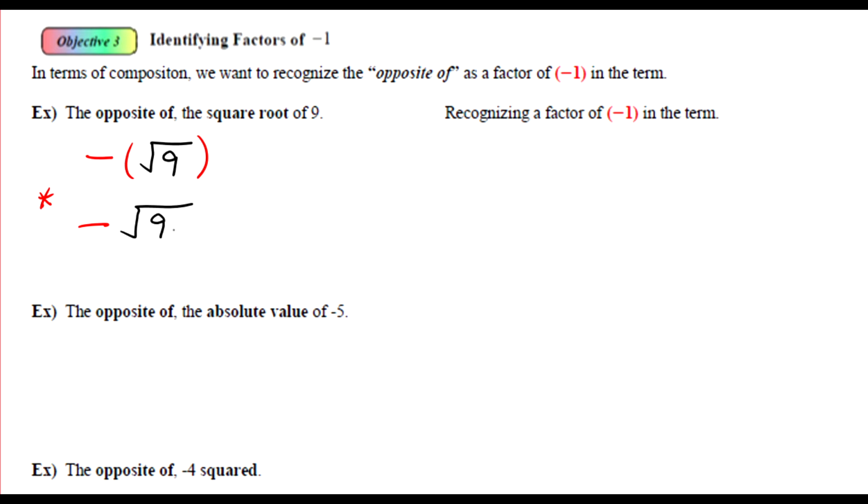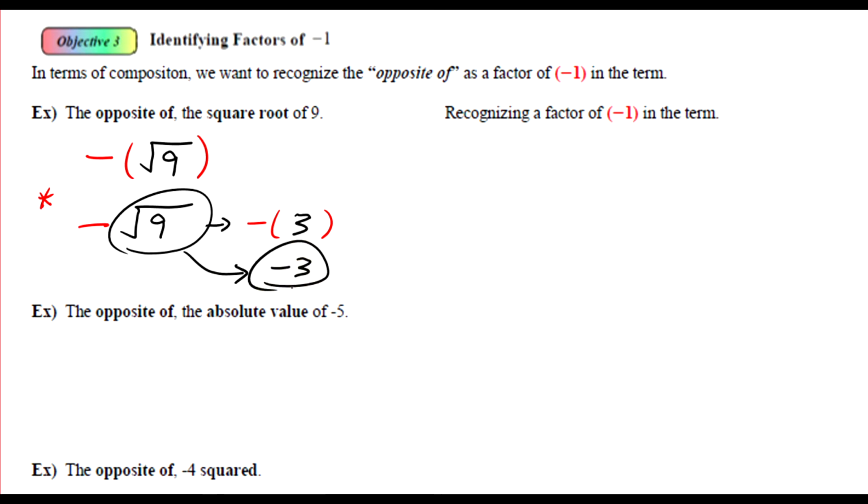Now it makes sense when we evaluate this that we think of taking the opposite of, and then what's the square root of 9? We need to find the square root of 9 first, and then take the opposite of. So of course the opposite of +3 is -3. So the answer to this is -3.